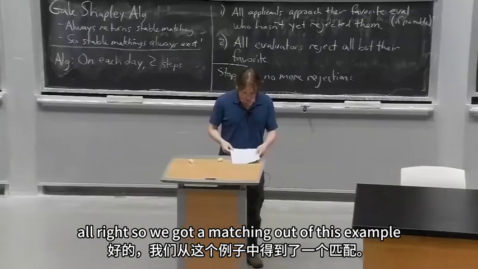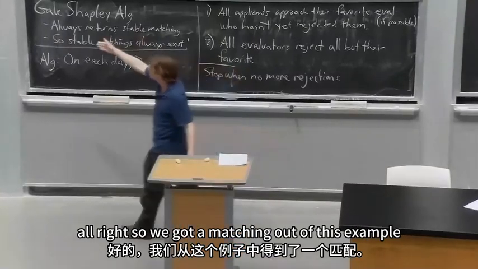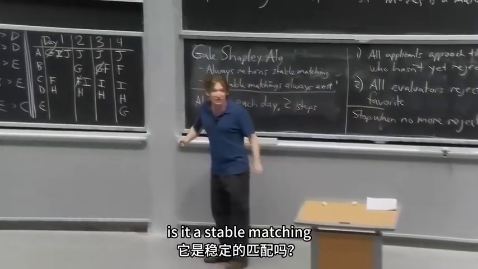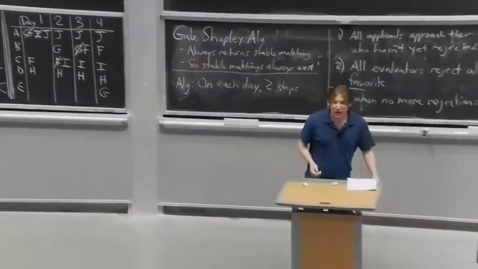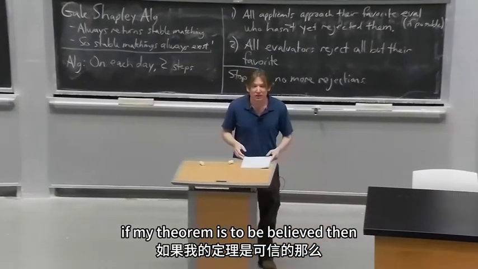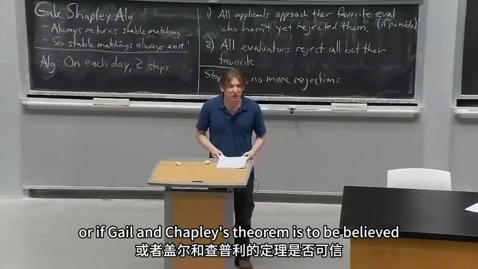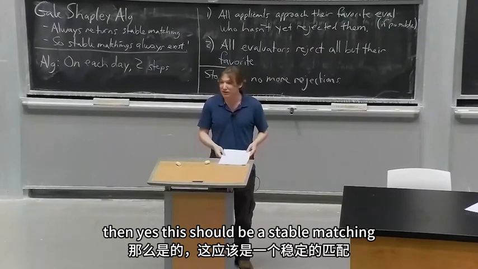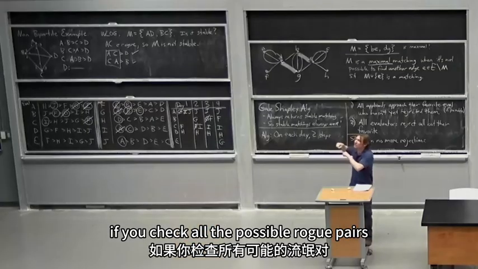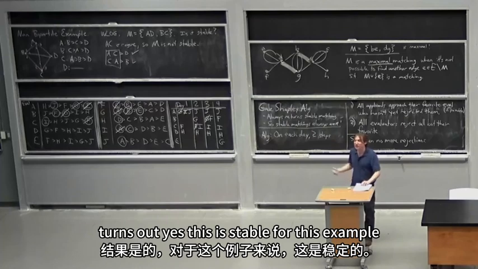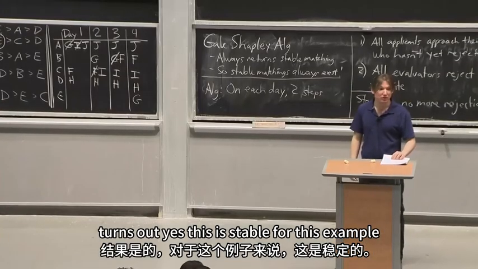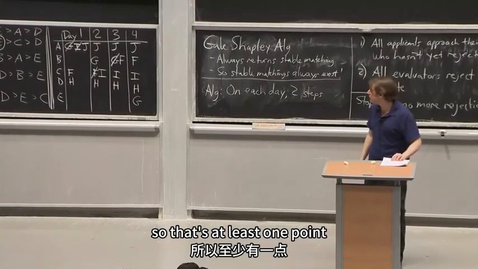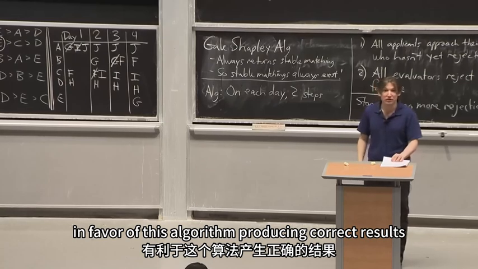All right, so we got a matching out of this example. Is it a stable matching? If Gale and Shapley's theorem is to be believed, then yes, this should be a stable matching. And in this case, if you check all the possible rogue pairs, turns out, yes, this is stable for this example. So that's at least 1 point in favor of this algorithm producing correct results.